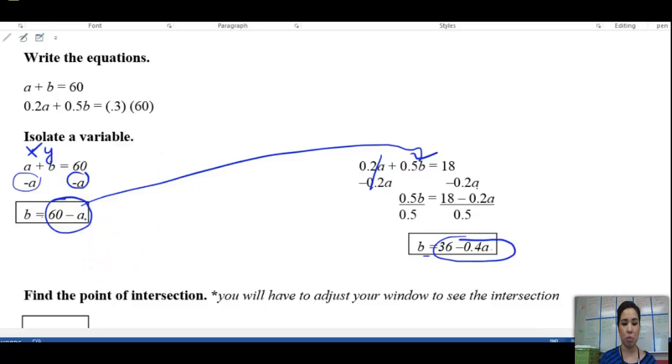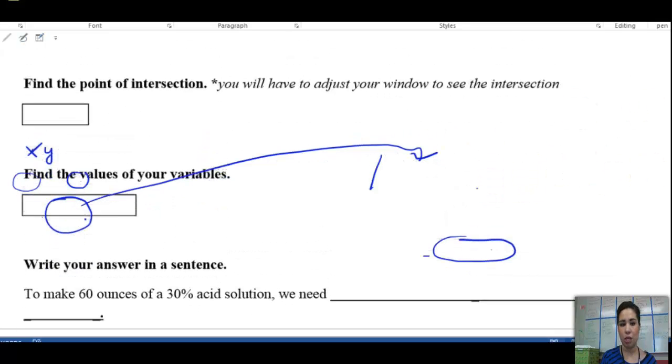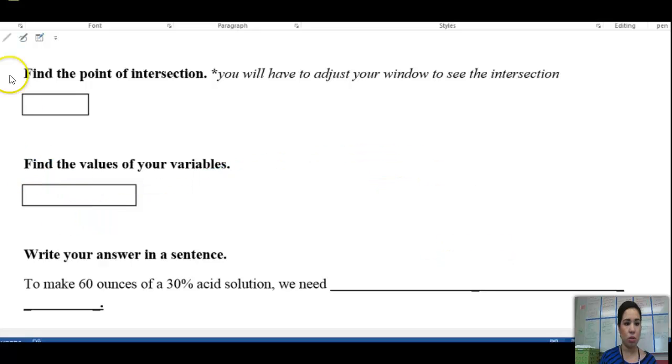So it says here, find the point of intersection. You will have to adjust your window to see the intersection. So you're going to do this in your graphing calculator. If you enter this, you can find where they intersect. They end up intersecting at 40, 20. So 40 ounces of solution A, 20 ounces of solution B.